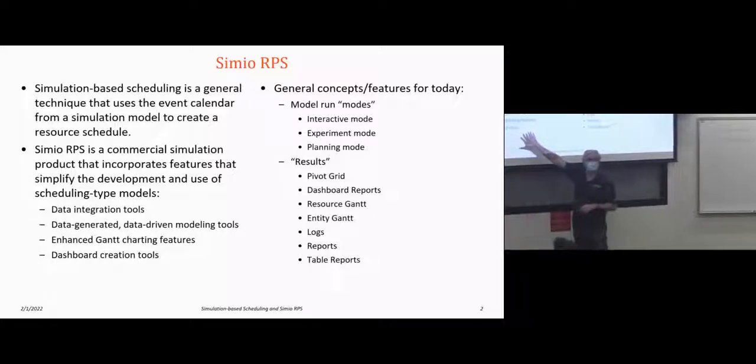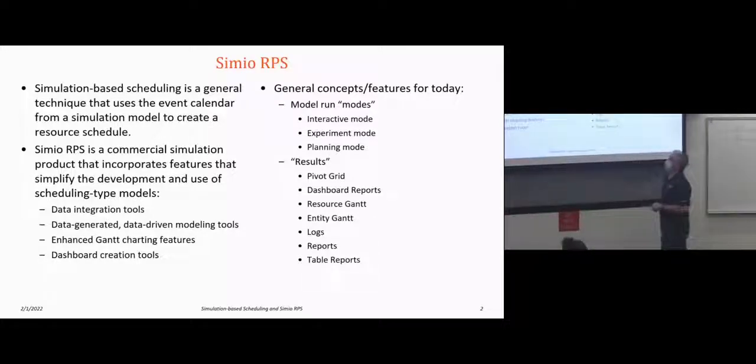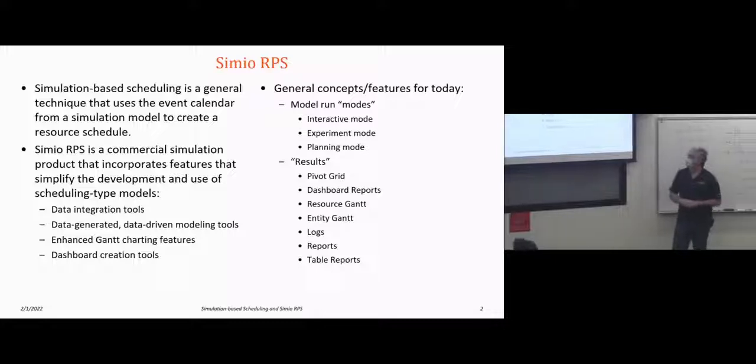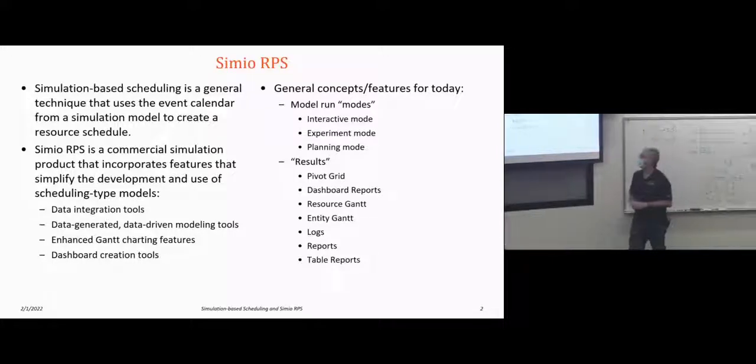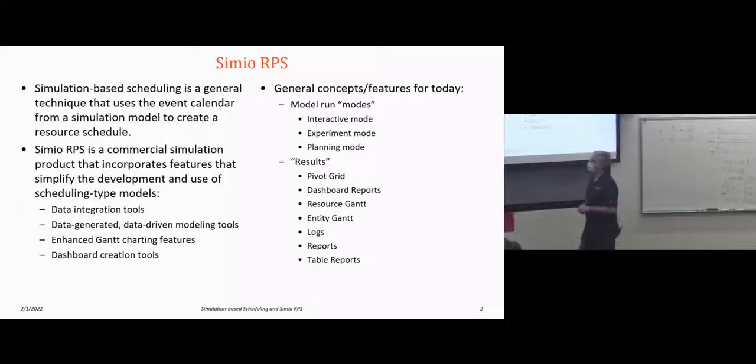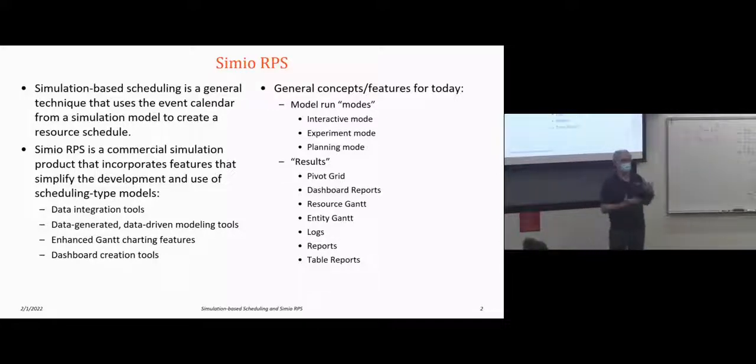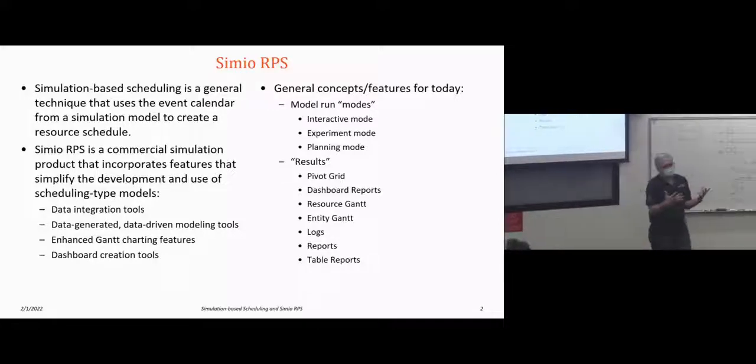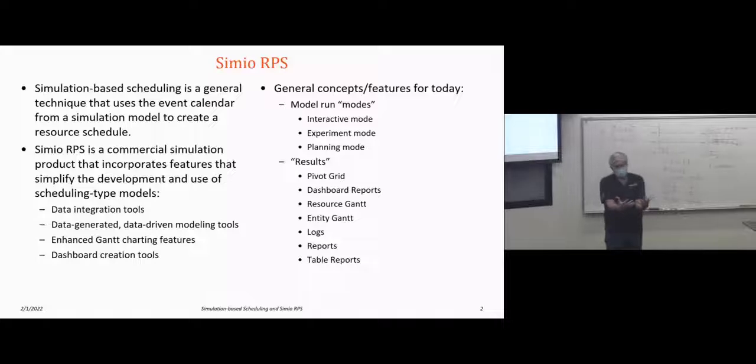In general categories, there are data integration tools, data-driven modeling tools, enhanced Gantt charting features, and dashboard creation tools. You're essentially creating models. Once you create the model, you're generating the event calendar, and then you're making it useful. I'm going to take this long task list event calendar and create a Gantt chart so that a human can look at it and say, I like this, I don't like this, I want to move this, or whatever.